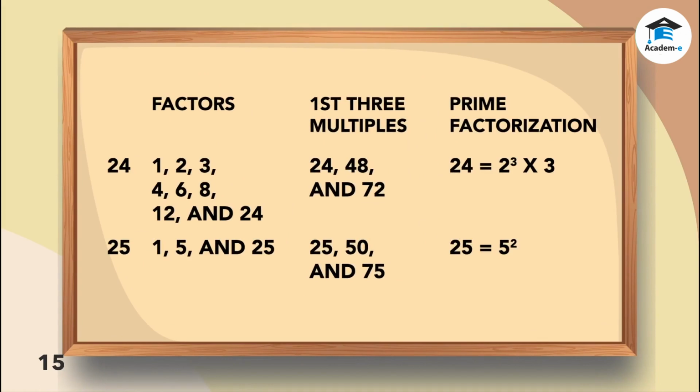Notice that factors of a number are 1 and itself, and possibly some other numbers in between. The first multiple of a number is itself, and then the next multiples will be larger and larger. The prime factorization of a number shows the number as a product of all prime numbers. When a prime factor is used repeatedly, it may be expressed in exponent form.